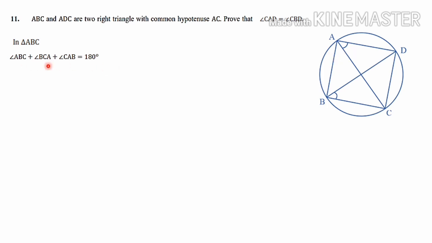By using the angle sum property, the sum of the three angles in a triangle is 180 degrees. And here angle ABC, as I have mentioned before, is 90 degrees because it is the angle opposite the hypotenuse. So 90 plus angle BCA plus angle CAB equals 180 degrees. Then BCA plus CAB, 90 will come to the right side, 180 minus 90, that is 90 degrees. Label it as equation number 1.